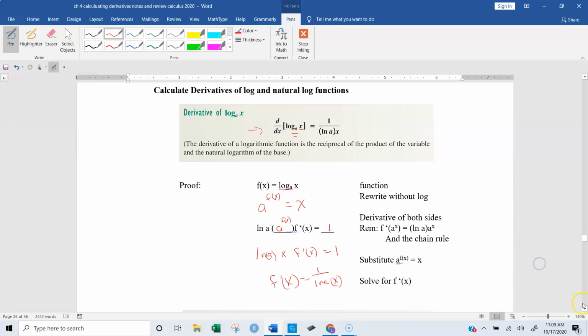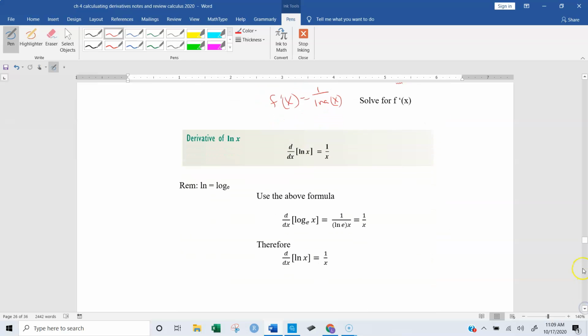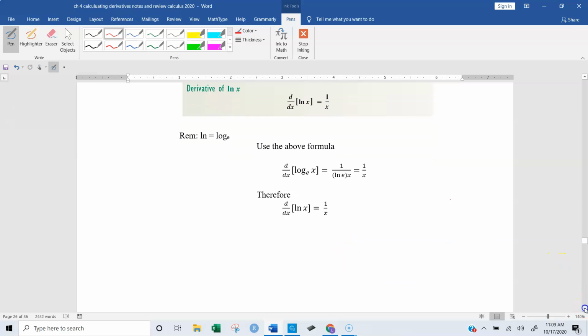I know you're probably not very interested, but I still think they're really kind of cool. All right, then the same thing is true for the natural log, except now that's going to cancel out because the natural log of itself is 1. So that's why it's just 1 over x this time, because this part actually goes away. So for log base e of x, you would rewrite this as 1 over the natural log of e times x. Well, the natural log of e is 1. So nothing too exciting with that proof.